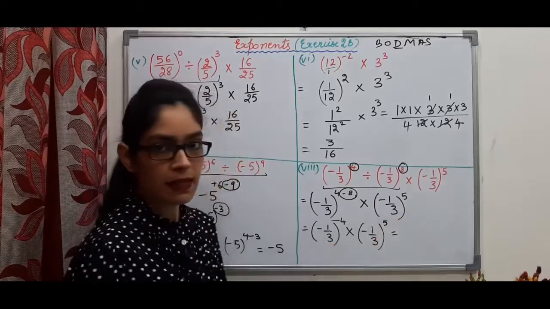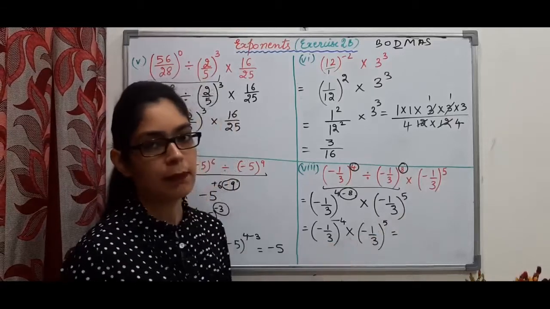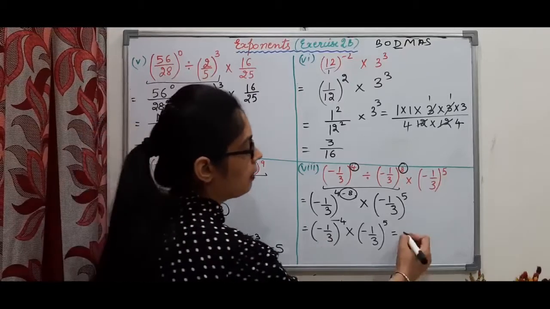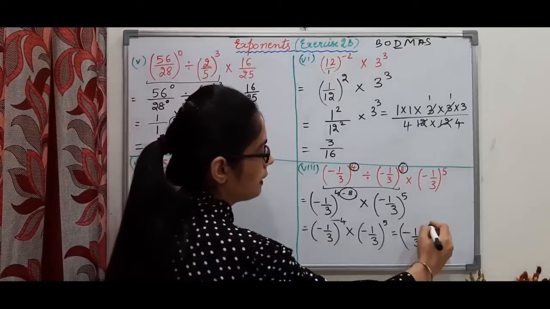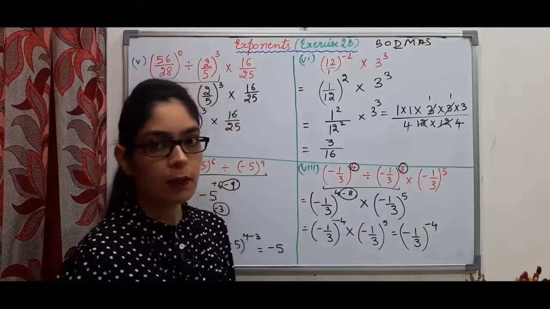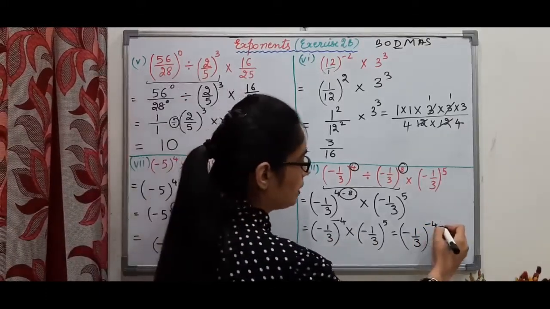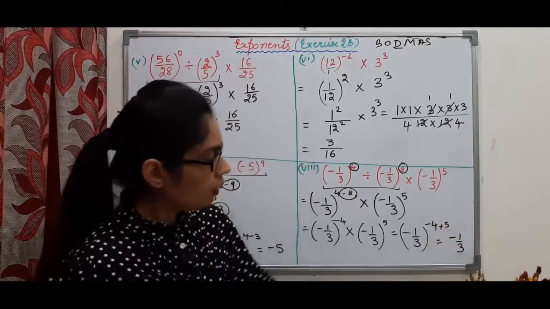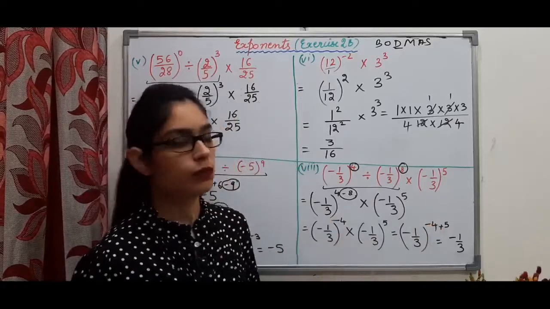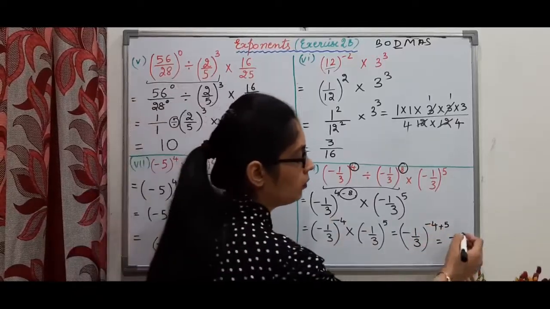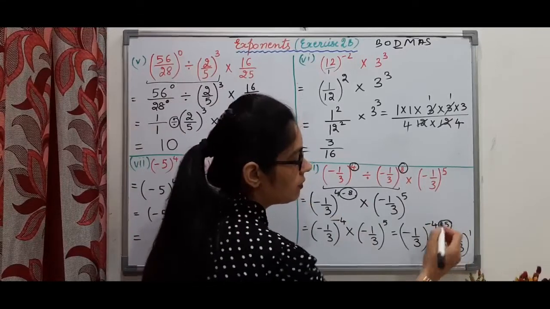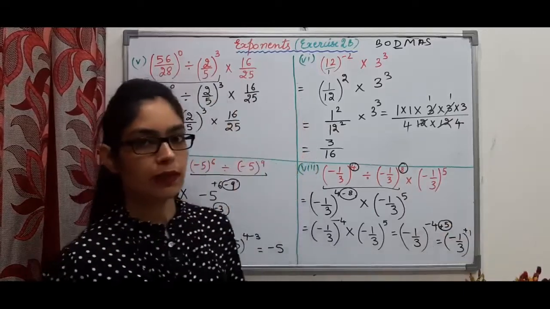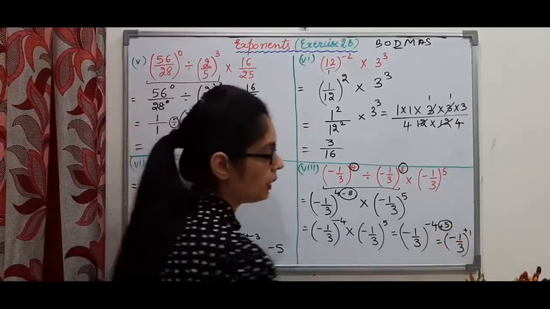Now again bases are the same but they are getting multiplied here. So we can apply the product rule. Minus 1 by 3, base we will write one time, minus 4, and when they are getting multiplied we have to add the powers. So minus 4 plus 5. Minus plus, so 5 minus 4 is 1, and the sign of the greater number. The greater number is 5, plus sign is there, so it will be plus 1. Plus 1 no need to write, so the answer will be minus 1 by 3.